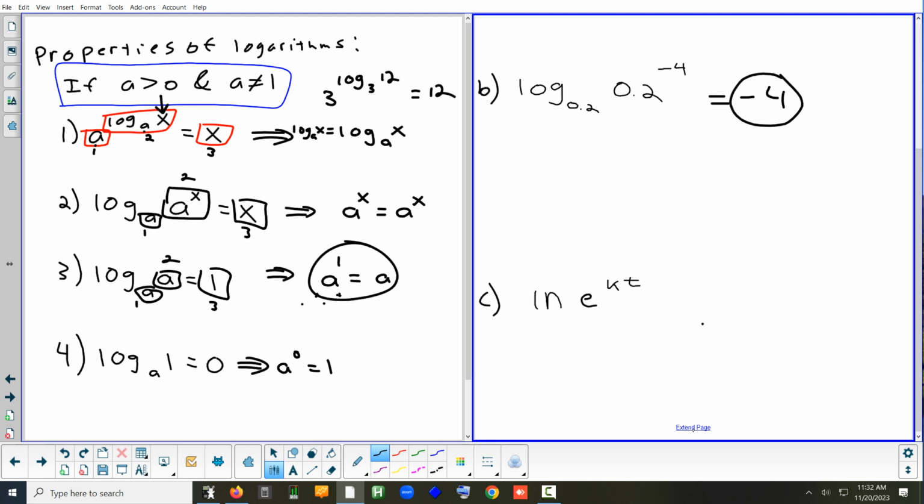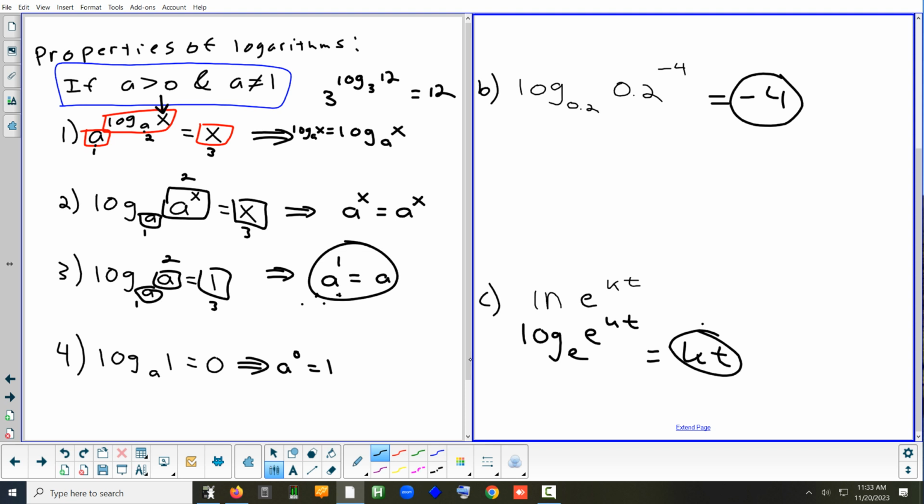Anyone think they see which property that one is? I'm pretty sure that would be 2. Yep. Again, could we make it a little clearer to say that the way it would be shown is log base e, with the other thing e to the power of kt? Yep. And it would be equal to just kt, whatever k times t is. So that ln hides the base, so it might be a little confusing when you look at it, but if you write ln the long way, you can see that it's property 2.